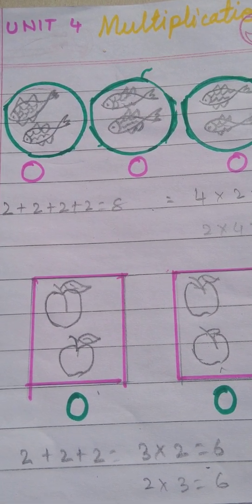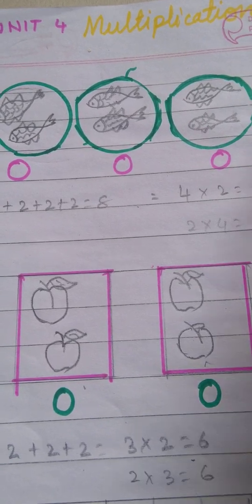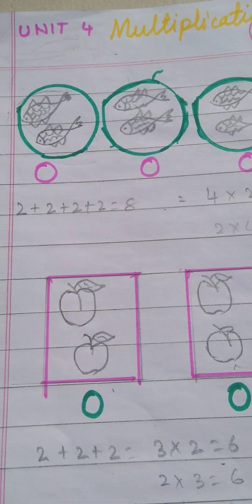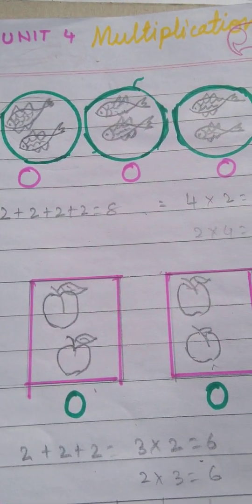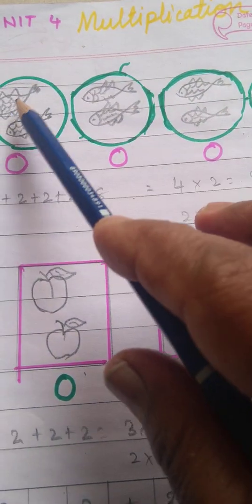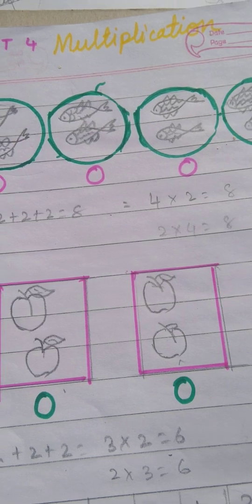Children, today in maths, I am going to explain multiplication, unit 4. All of you open your textbook to page number 45. Page number 45, what is this? Unit 4, multiplication. Say the spelling of multiplication, children.